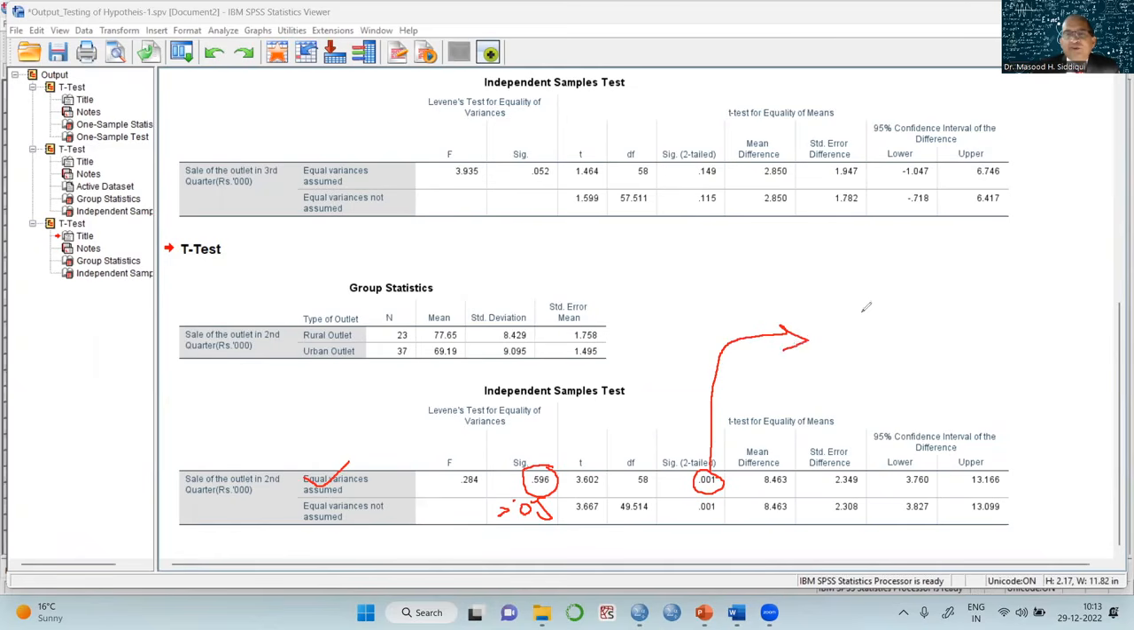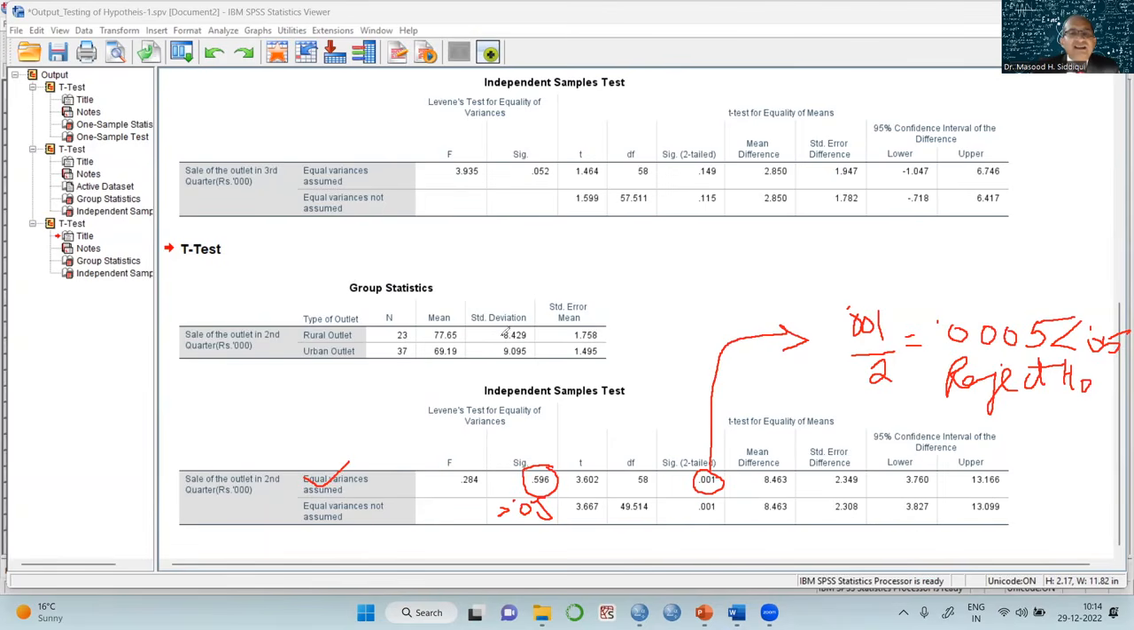So for one tail, this would be 0.001 divided by 2, so we will have a further lower value, that is 0.0005. This value is less than 0.05. Since it is less than 0.05, we reject H naught. Reject H naught means yes, the claim is right. The sales are not equal.